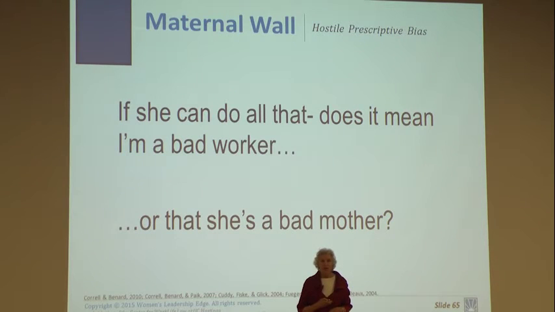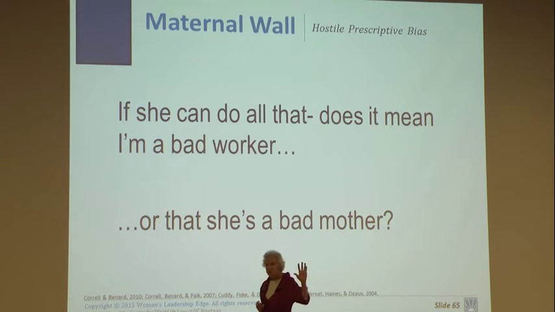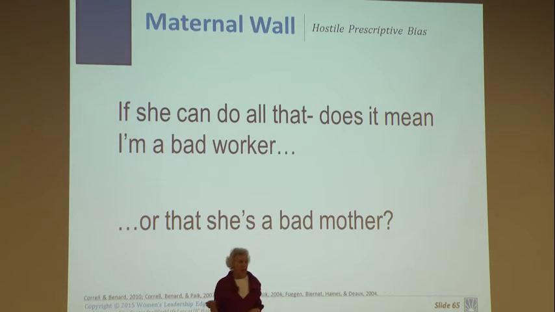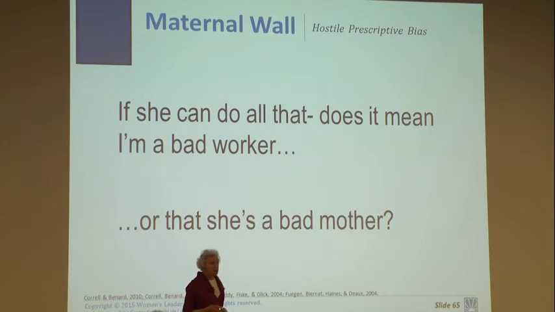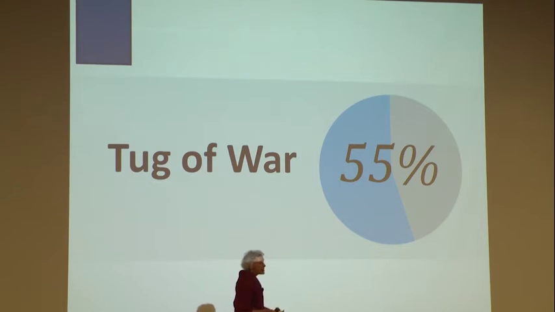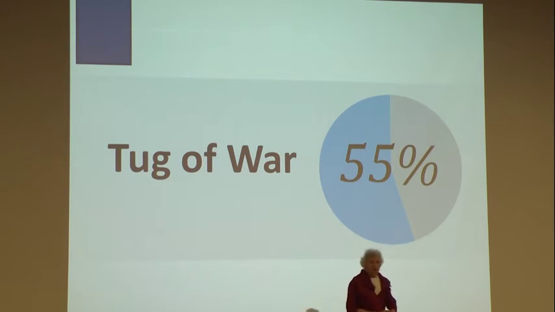And then there's also a study that shows that mothers who are indisputably competent and committed tend to be disliked and held to higher performance standards. If she can do all that, does it mean she's a bad worker or a bad mother? And you notice that there's a different tightrope that operates in the maternal wall context. That leads us to the 4th pattern. It's called the tug of war.